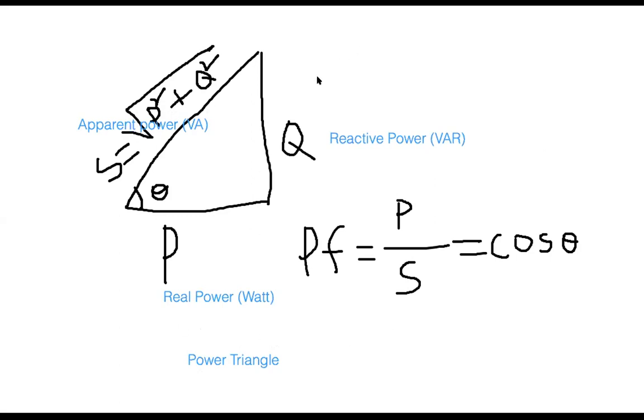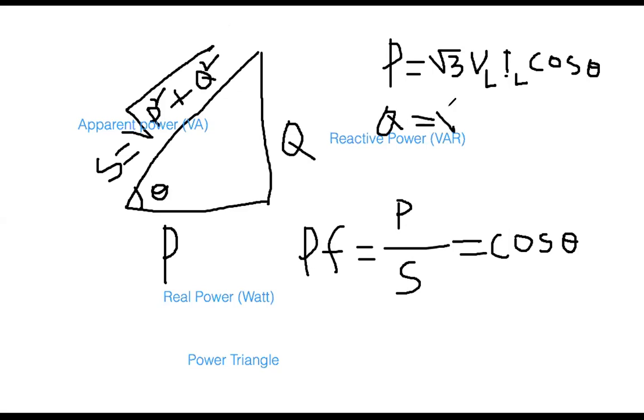So according to this, P equals, as I was explaining, root 3 VL IL cosine theta, and then Q, the reactive part, again similarly root 3 VL IL sine theta.